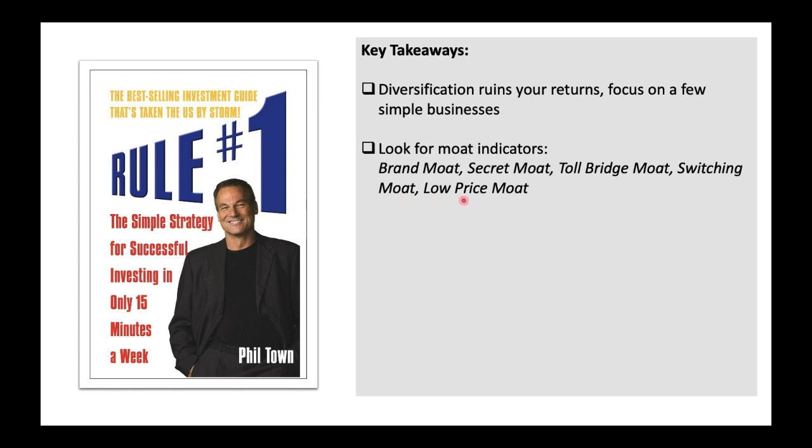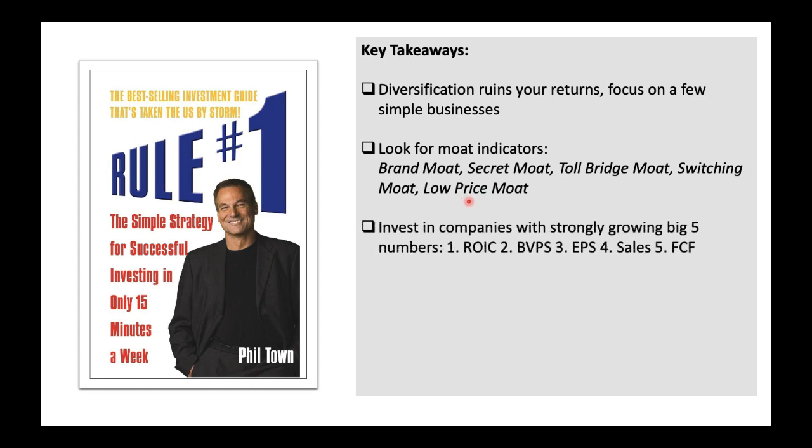And then finally, low price moat is when a company prices its product so low that gives them a particular competitive advantage, and it's not easy to compete with a company like that. For example, Walmart or Costco have their products so low that some other competitor will have to drop its profit margins drastically to compete with a company like that.